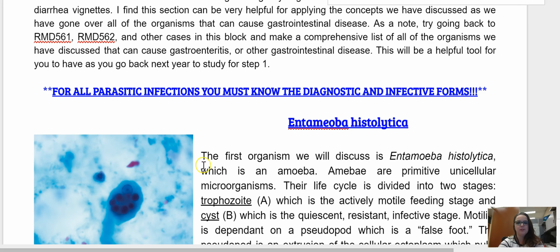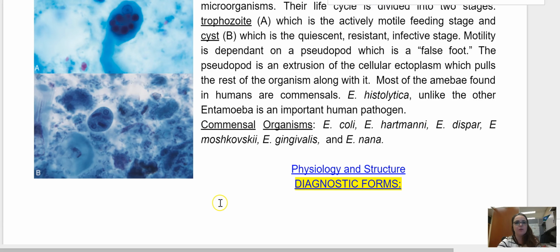Okay, so the one thing I will say for all parasitic infections, and I've said this since the beginning of the year, you always need to be able to recognize the diagnostic and infectious forms. So if I show you a picture of it, I want you to be able to look at this and say, this is Entamoeba histolytica, okay? And this is the trophozoite form, okay? Even if at this stage it's just matching it, okay?